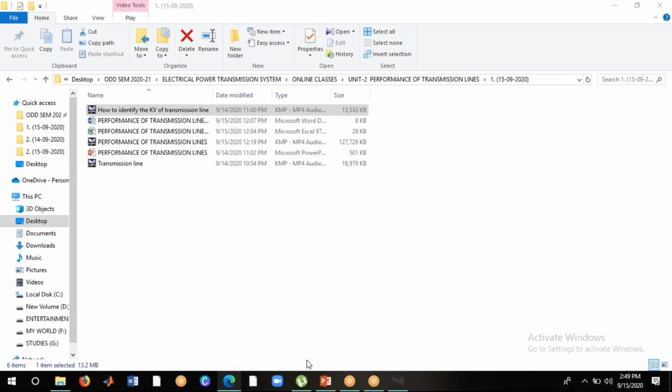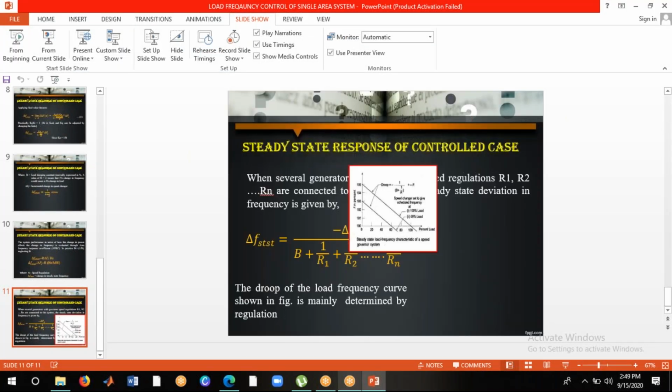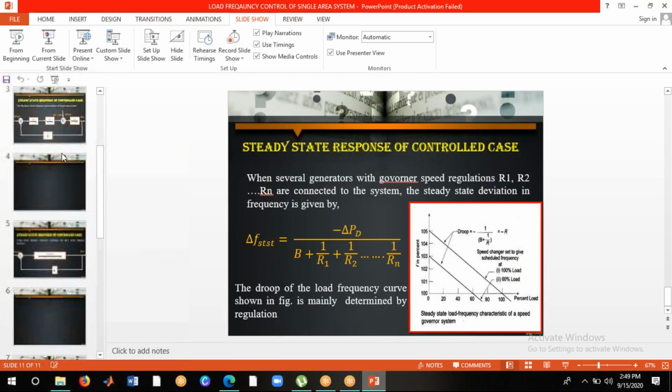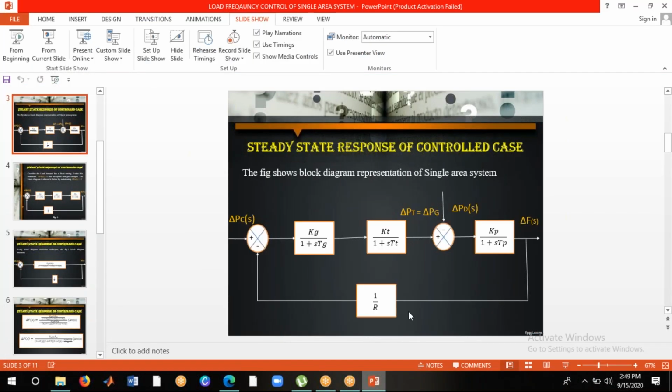So based on this type of voltage levels, we can manufacture and design how the response will be maintained. So this is called a single area system, right? Let me show this block diagram. If there are any changes that occur.